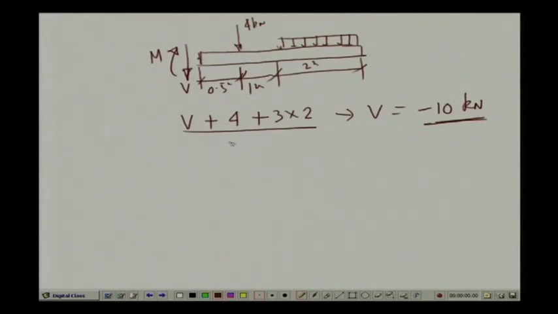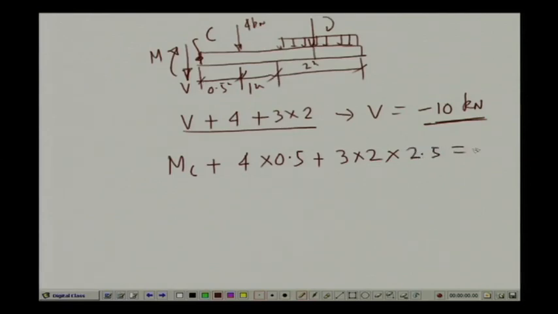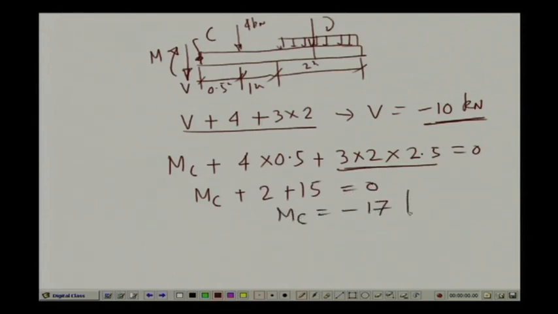Now, if we take the moment of the forces about this particular point, let us call this point C. So, moment at C: now this is in the anticlockwise direction, 4 kilonewton also is causing a moment in the anticlockwise direction. So, plus 4 into 0.5. This load also is causing a moment in an anticlockwise direction. So, plus 3 into 2 into the distance, which is 1 plus 1 plus 0.5, which is 2.5. So, this is equals to 0. This gives us M_C plus 2 plus 15 is equals to 0. So, M_C is equals to minus 17 kilonewton meter.